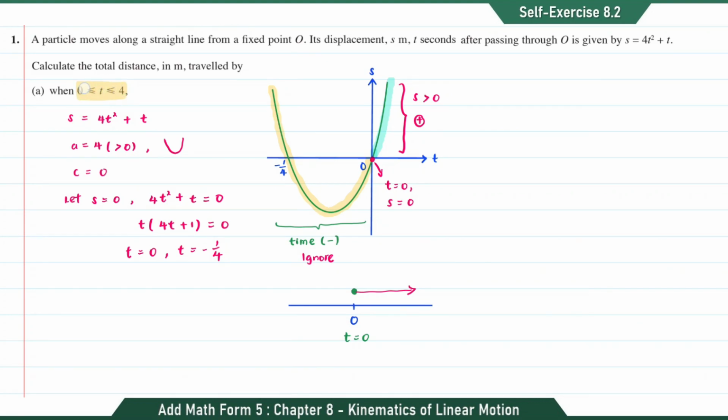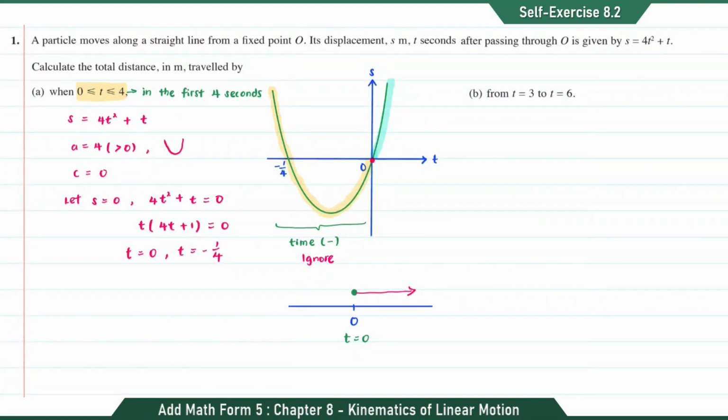For question A, the range of time here is the first 4 seconds. Therefore, the total distance is equal to s4. So here we're going to substitute t equal to 4 into the displacement function. Then it will be 4 times 4 squared plus 4. This is equal to 64 plus 4, which is equal to 68.